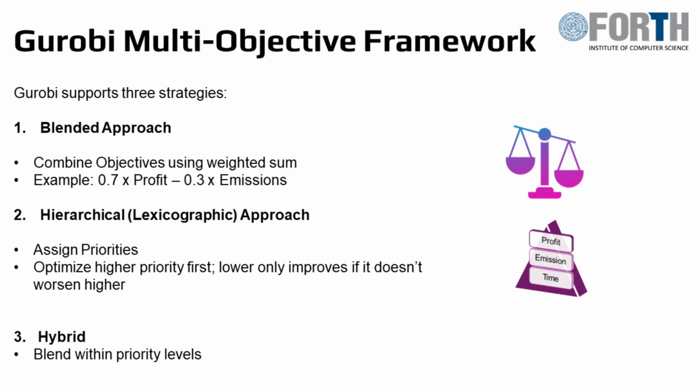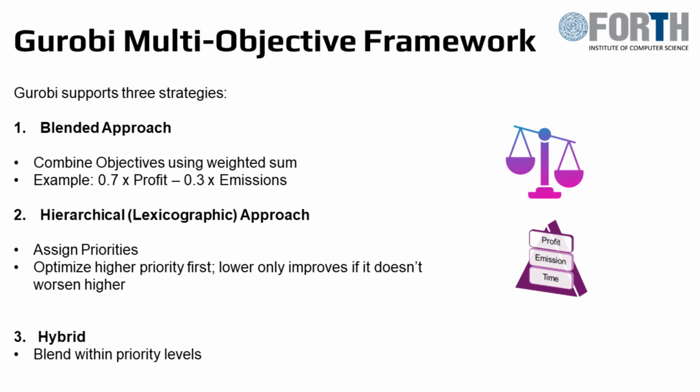Here, multiple objectives are combined into a single scalar objective using a weighted sum. For example, we may maximize 0.7 times profit minus 0.3 times emissions. In this case, weights express the relative importance of each objective. The solver then optimizes one aggregated function.